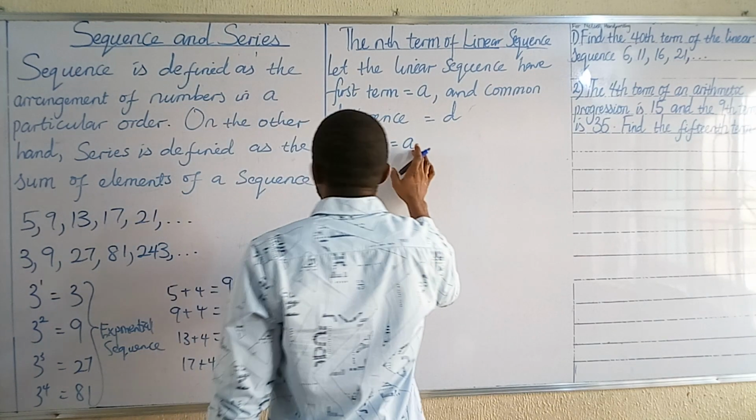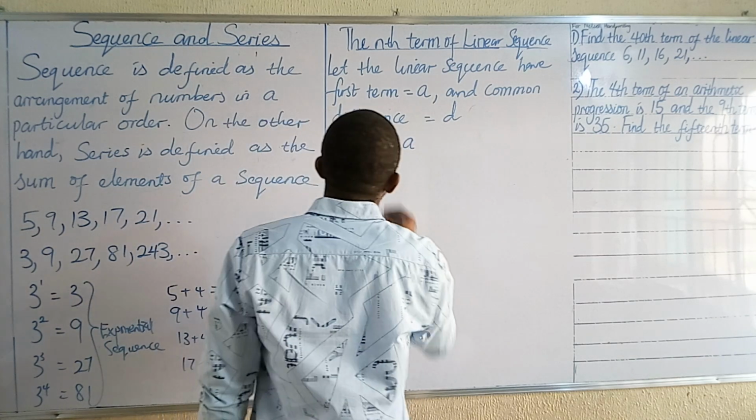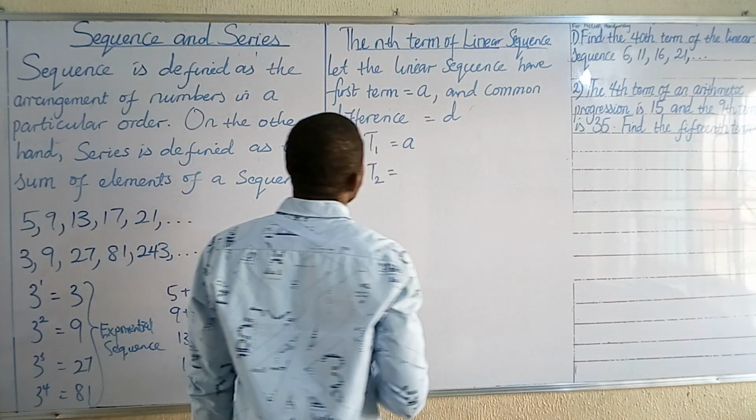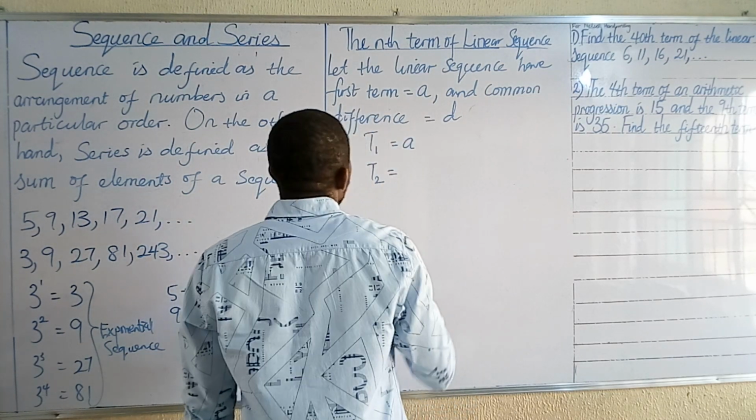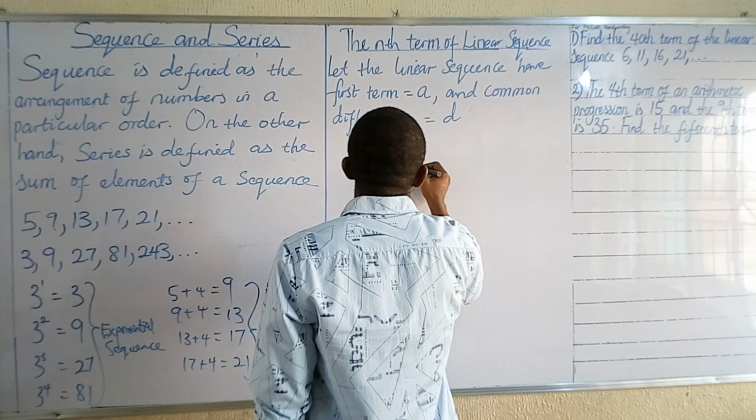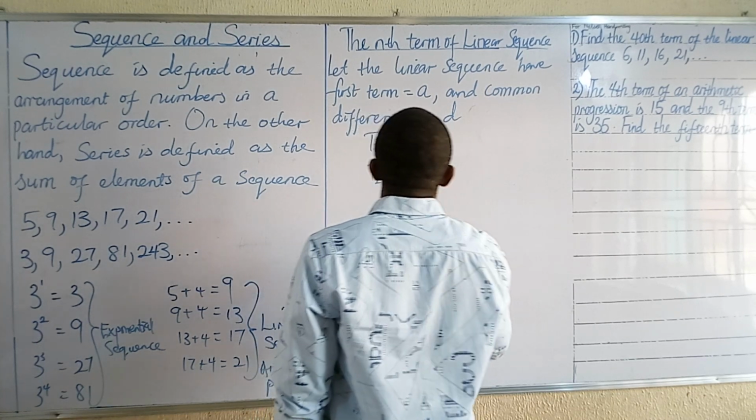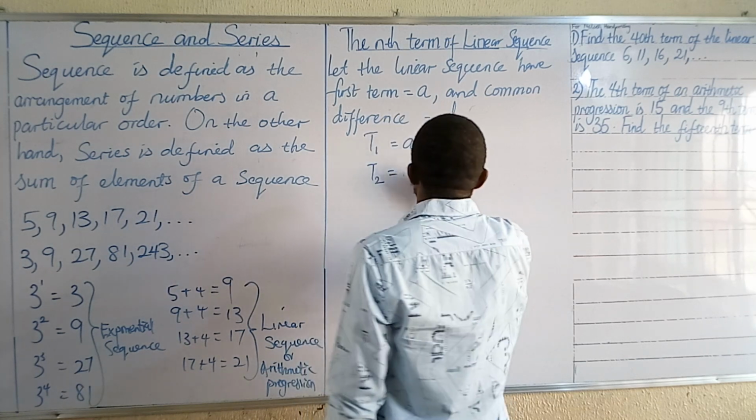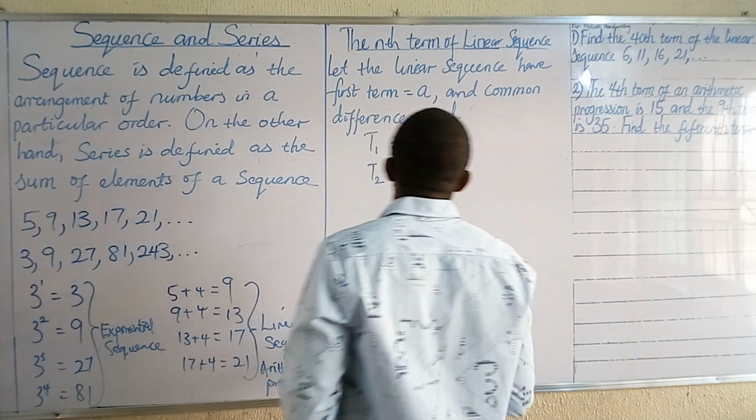A, having only the first term. Then T2, what will T2 be? T2 is going to be A plus D. Alright? But let us see how this is generated.